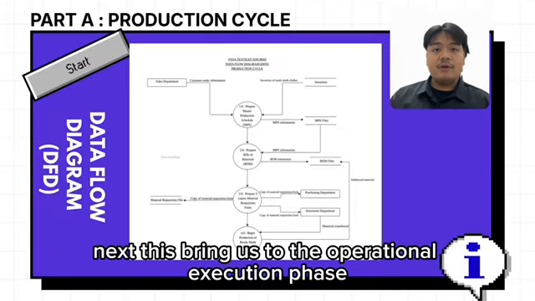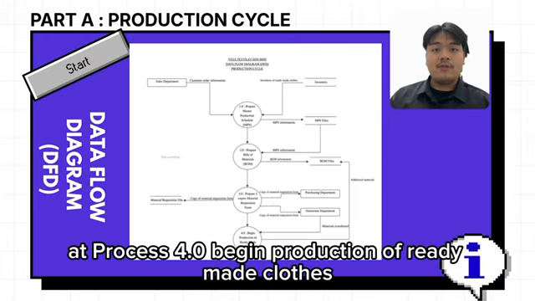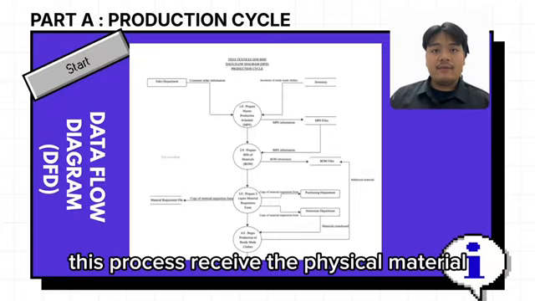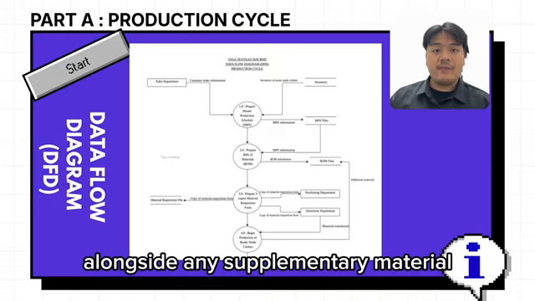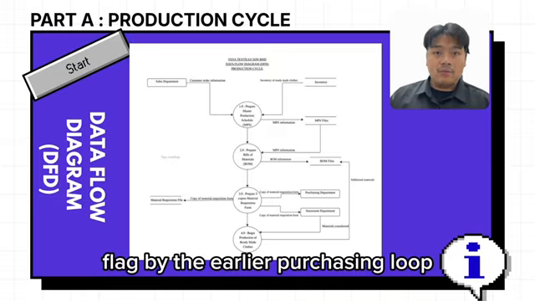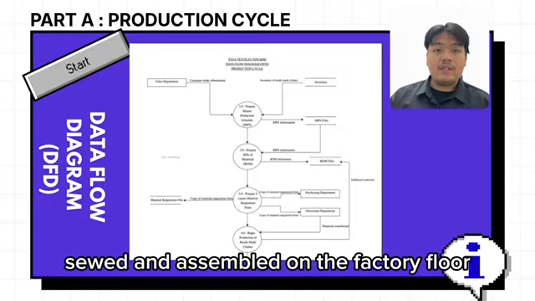Next, this brings us to the operational execution phase at process 4.0, begin production of ready-made clothes. This process receives the physical material directly from the storeroom alongside any supplementary material flagged by the earlier purchasing loop. The raw textiles are now actively cut, sewn, and assembled on the factory floor.